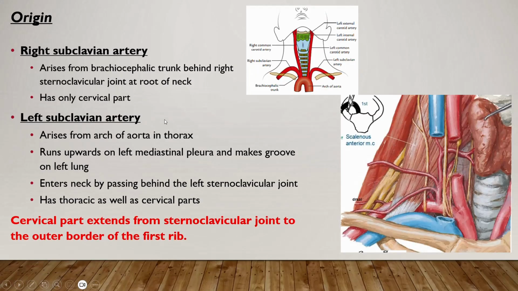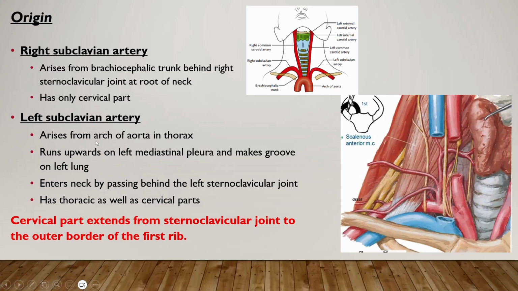Now, origin. So the right subclavian artery arises from the brachiocephalic trunk, and where exactly? Behind the sternoclavicular joint at the root of the neck. Here there is the sternoclavicular joint. So behind that it is originating, and it has only the cervical part.